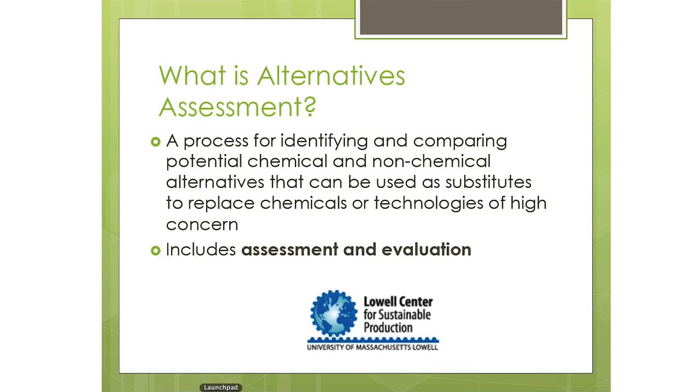So we are trying to get out of the drop-in chemical idea, although my chemical engineering friends tell me that there is no such thing as a drop-in chemical substitution for a potential chemical of concern, that it actually involves a lot of rejiggering of the entire formulation or material. And so potential chemical and non-chemical alternatives that can be used as substitutes. And why are we doing this?